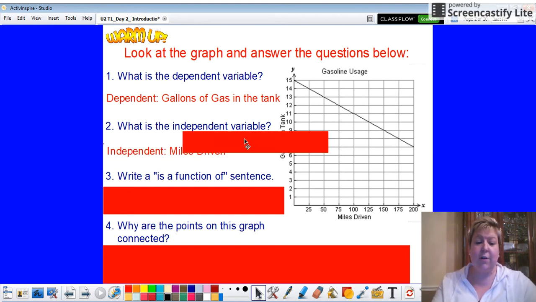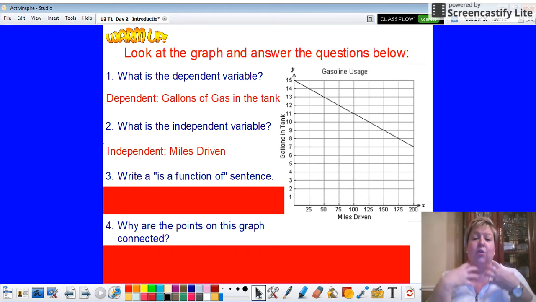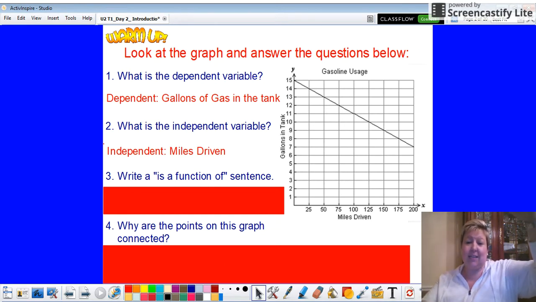The independent variable is going to be the miles driven. So again, I control the miles that I've driven in my car. As the miles increase, that gasoline tank is going to start decreasing because I'm using up the gas.